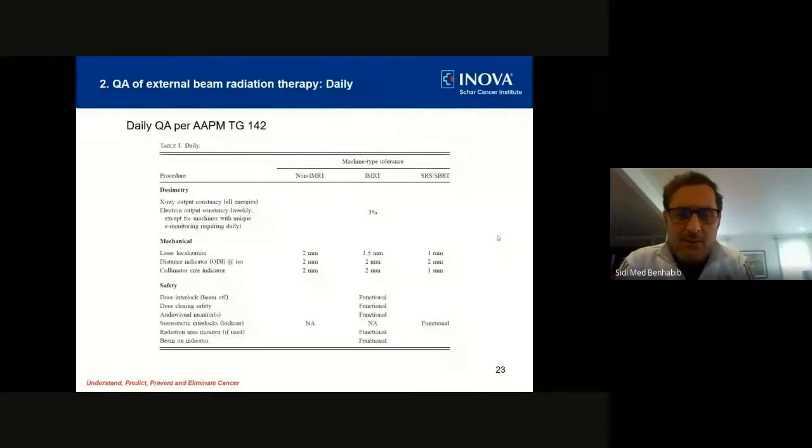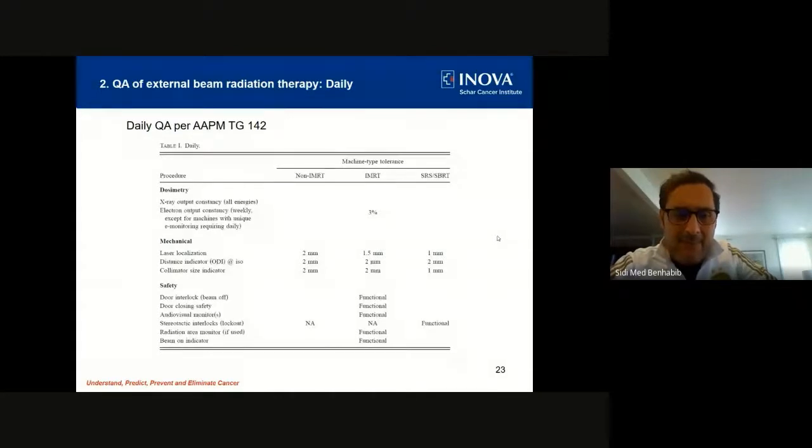This is basically a daily QA that therapists do. It has a dosimetry part, mechanical part, as well as safety part. And as you can see, it is divided into non-IMRT, which is 3D, IMRT, and SRSs and SBRTs. And of course, for SRS and SBRTs, you need tighter mechanical tolerance, because we're talking about geometric localization in space.